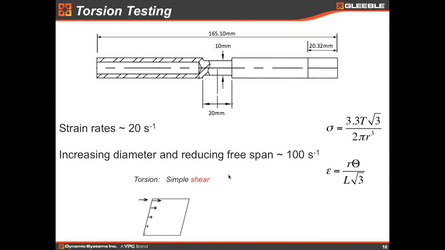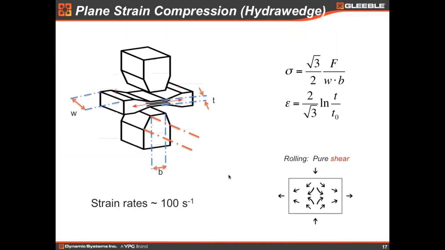The other method is plane strain compression, which we do in the Hydrawedge MCU. That is basically a specimen that is flat and is compressed by these two anvils. You see the anvils have an angle here. The stress is like a pressure, so it's calculated as force over area, the area below the anvil that touches the specimen, and the strain is calculated using the initial and final thicknesses.